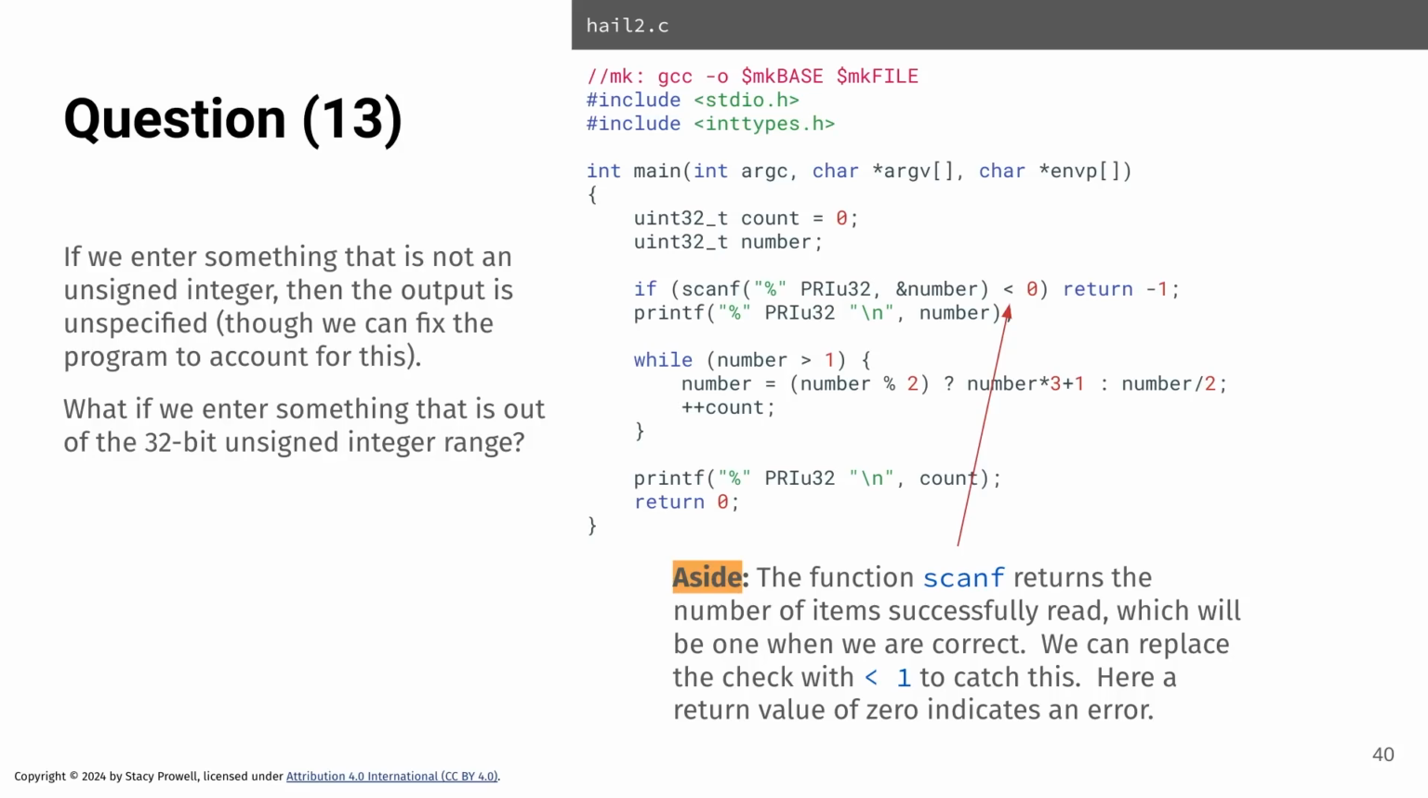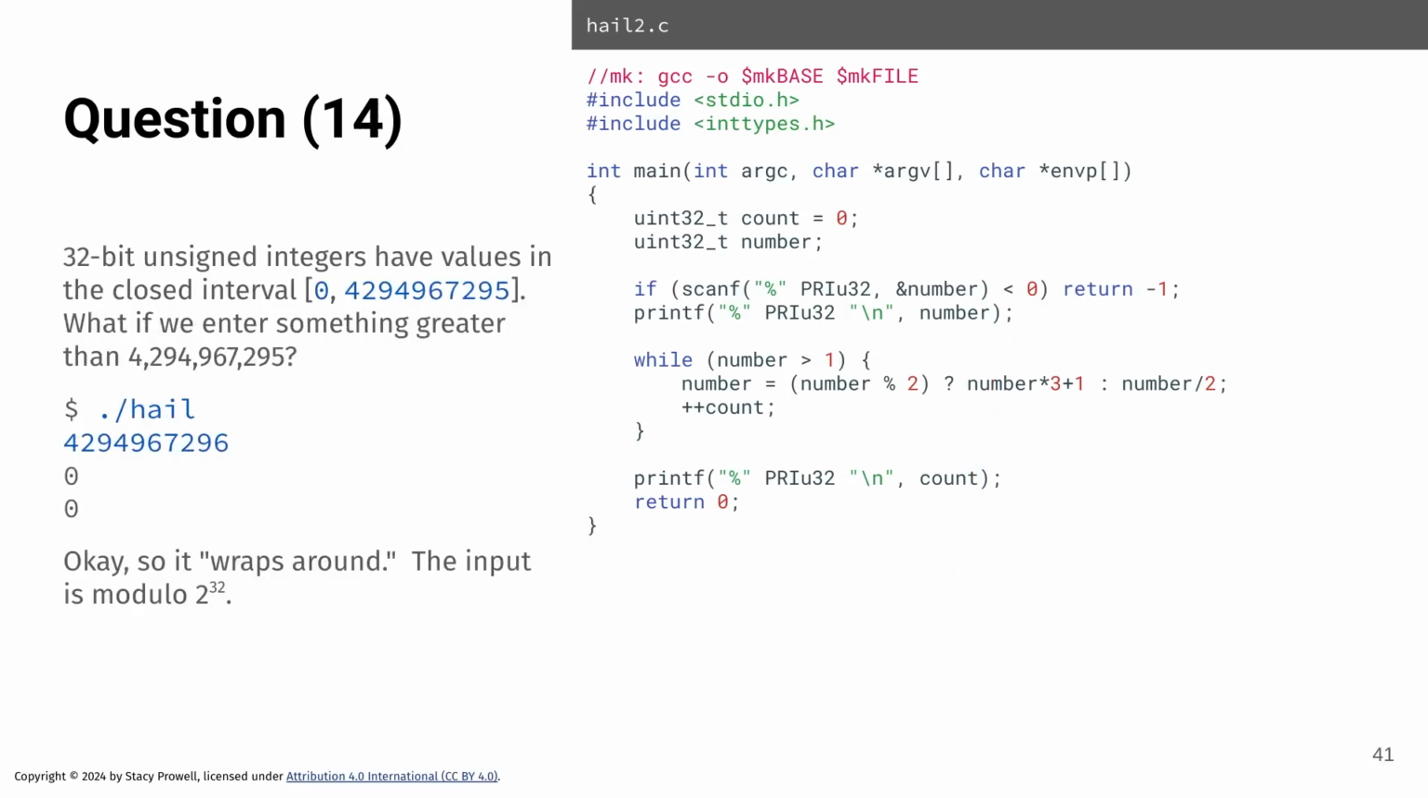But this raises one of the questions we've already asked, which was, what if I enter something that's out of the 32-bit unsigned integer range? And that could be like a -12. That's outside the 32-bit unsigned integer range. Or something that maybe exceeds that range, something that's too big to store in 32 bits. What happens in either one of those cases? What does the system do? Well, we could try it and see.